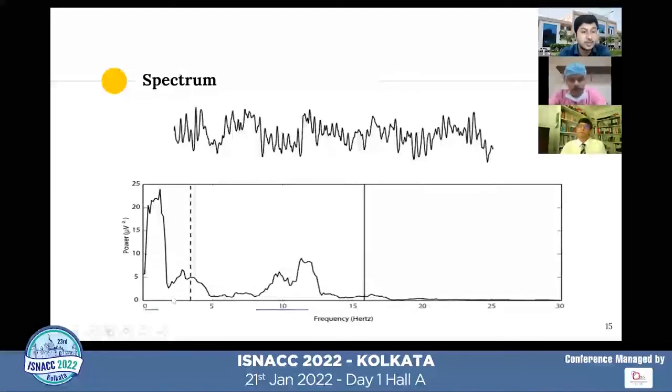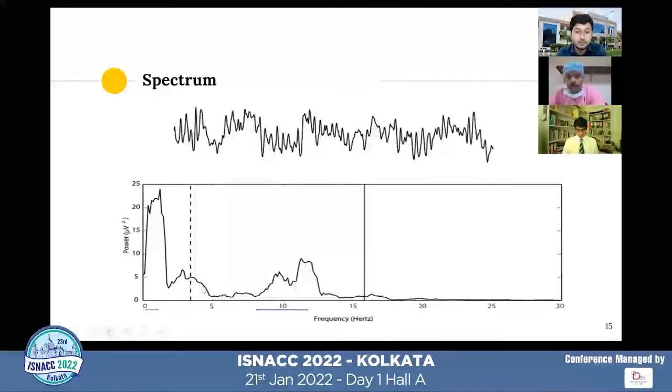If you see here, the maximum power is in the lower frequency range, 0 to 3 hertz, in the delta frequencies. It is followed by the next higher power at around 10 to 13 hertz. So this is how a spectrum is formed.